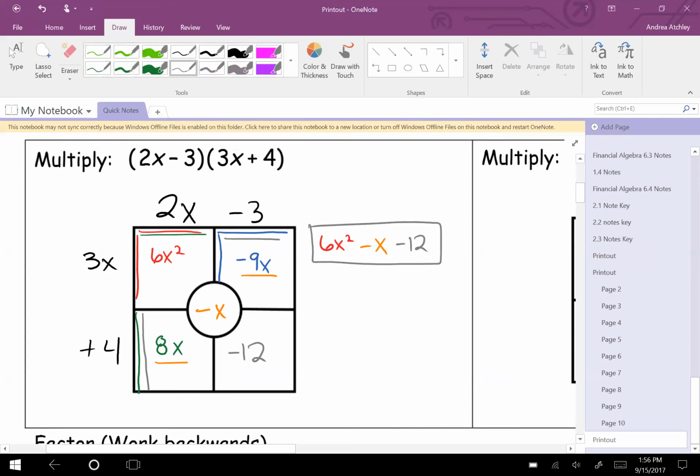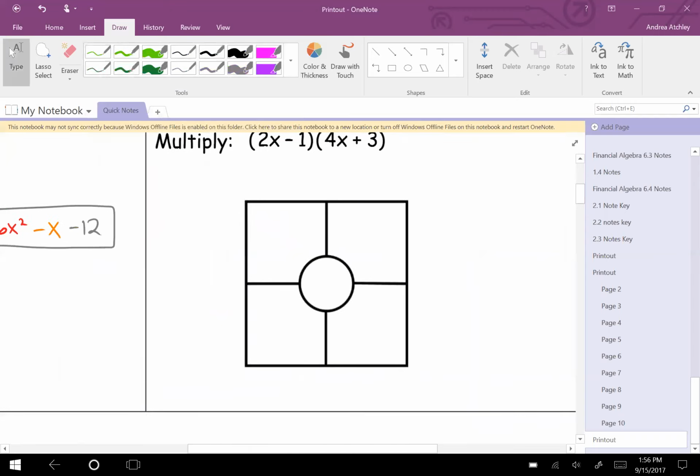And then we'll do the other one very quickly. 2x minus 1, 4x plus 3. We have our 8x squared, negative 4x. This is 6x and negative 3. Do you guys agree with all that? Did I multiply well? Okay, good.